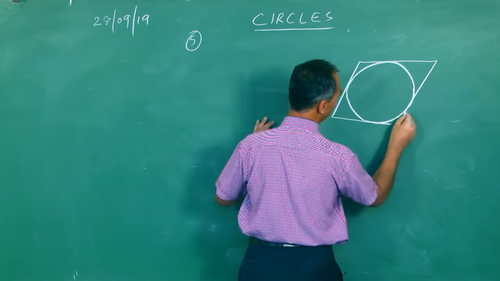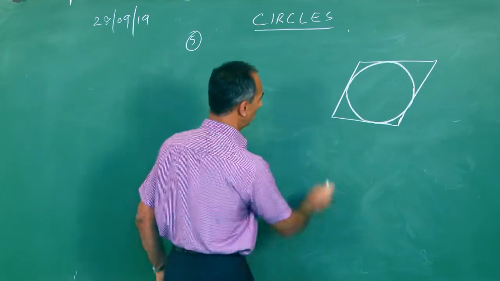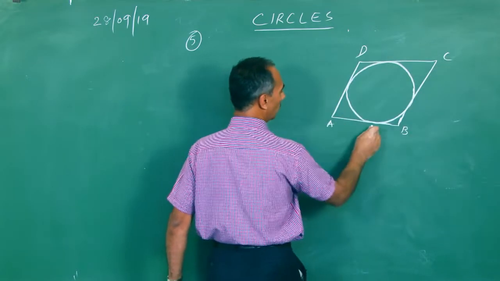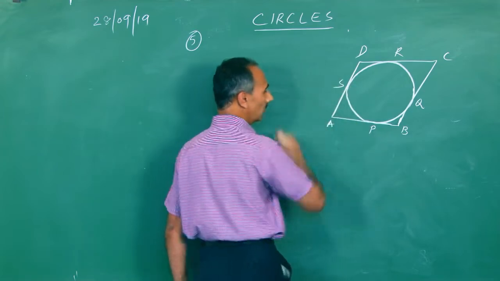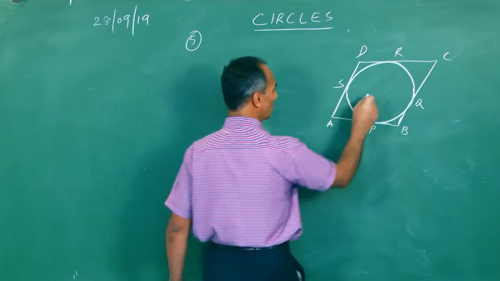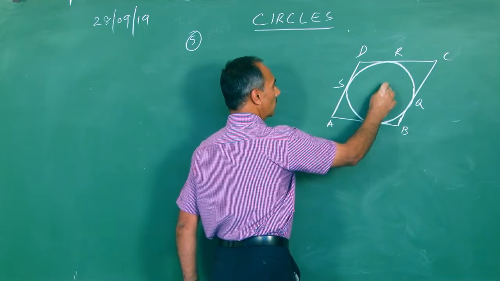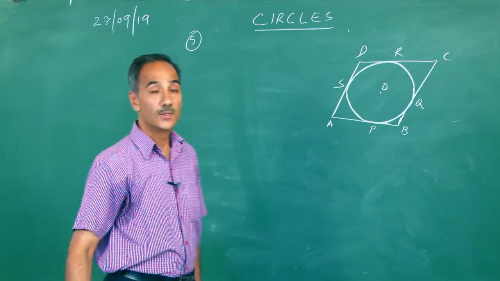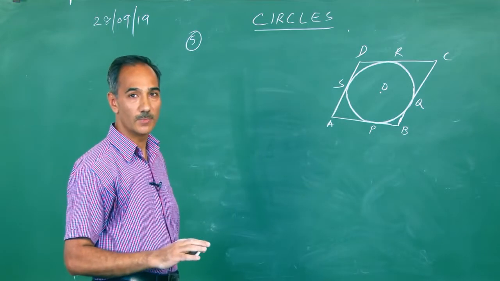Trying to do justice to the diagram. Okay, ABCD is a parallelogram. So what are the points of contact or points of tangency? As we said, PQRS. The center has to be somewhere. Now what should we prove? We are supposed to show that this figure, which is a parallelogram, has to be a rhombus.